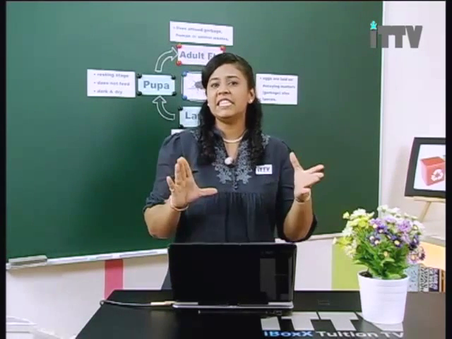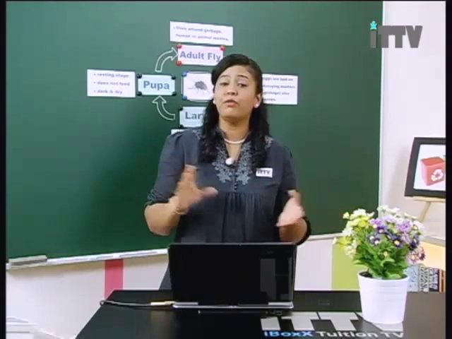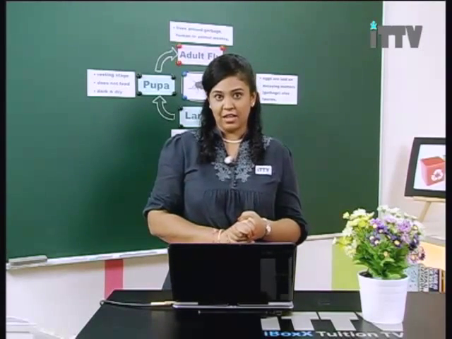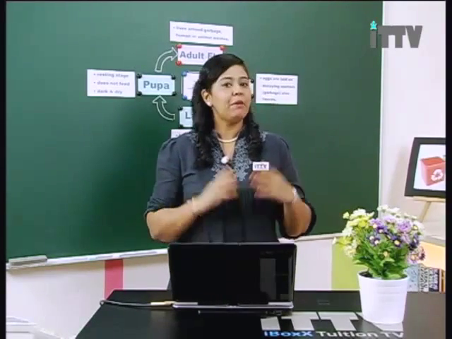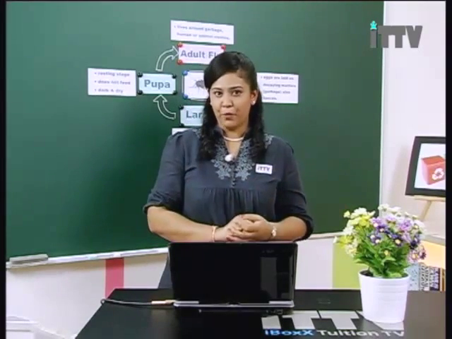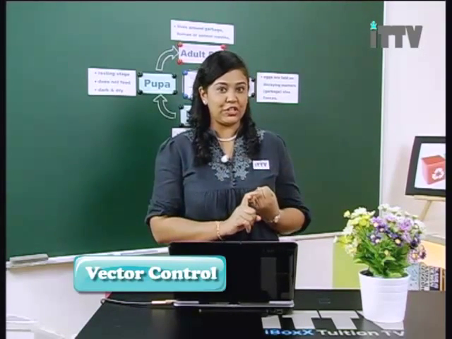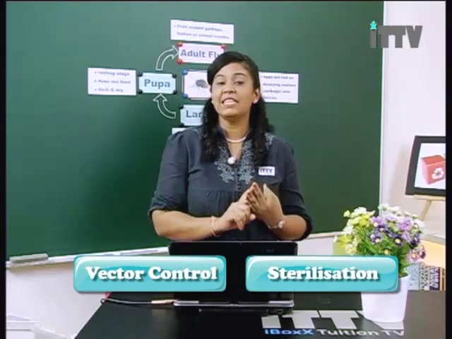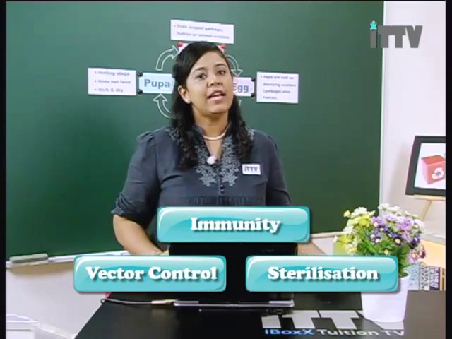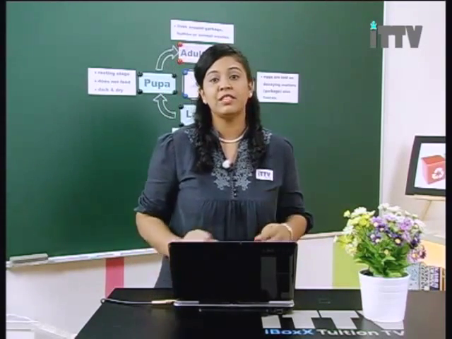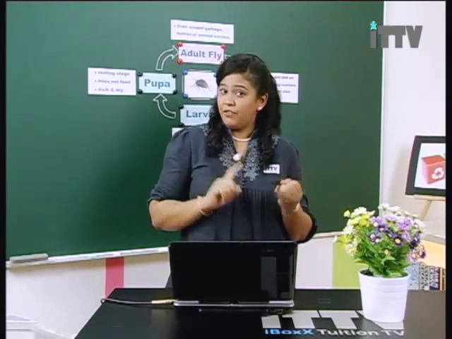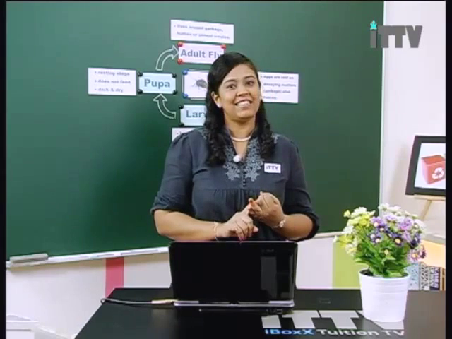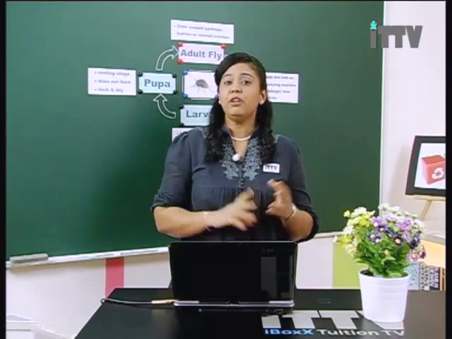Infections are diseases that can be passed on from one person to another. But infections can be prevented in three different ways. One is vector control, the second is sterilization, and the third one is immunity. In today's lesson, we're going to learn two types, that is vector control and sterilization. Immunity will be covered in the next lesson.